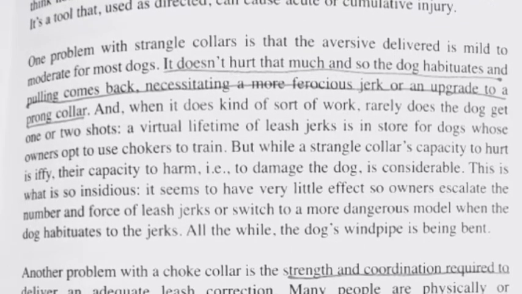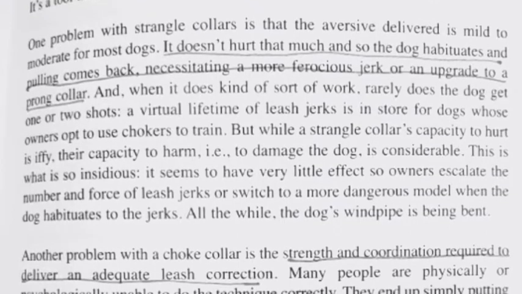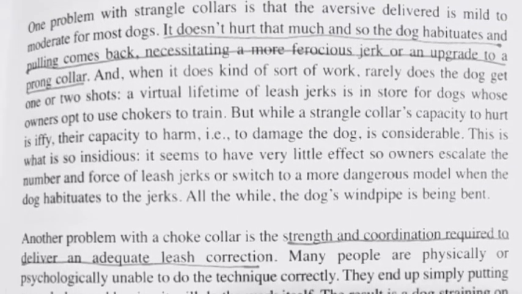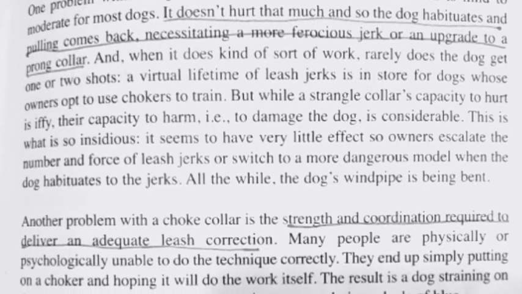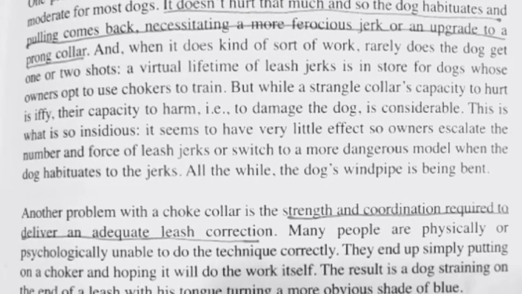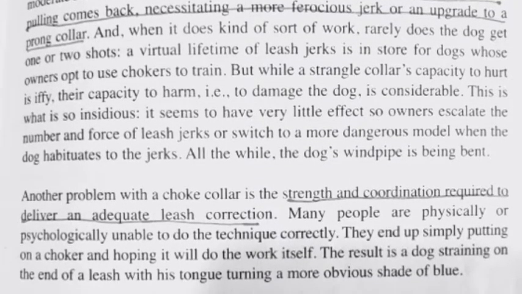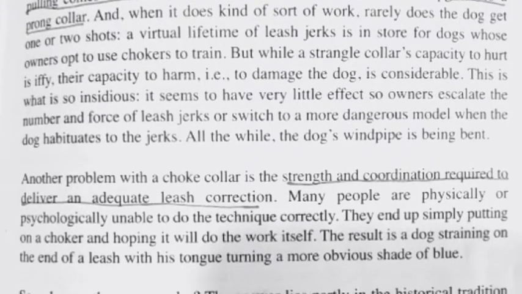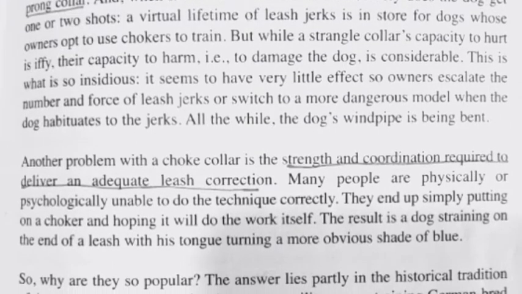One problem with strangle collars is that the aversive delivered is mild to moderate for most dogs. It doesn't hurt that much, and so the dog habituates and pulling comes back, necessitating a more ferocious jerk or an upgrade to a prong collar. And when it does kind of sort of work, rarely does the dog get one or two shots. A virtual lifetime of leash jerks is in store for dogs whose owners opt to use chokers to train.